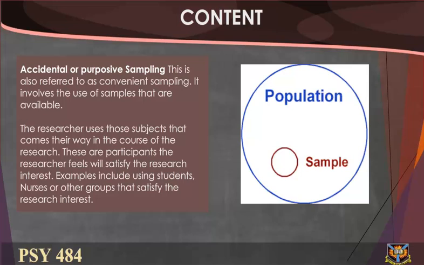Accidental or purposive sampling. This is also referred to as convenience sampling. It involves the use of samples that are available. The researcher uses those subjects that come their way in the course of the research. These are participants the researcher feels will satisfy the research interest. Examples include using students, nurses, or other groups that satisfy the research interest.